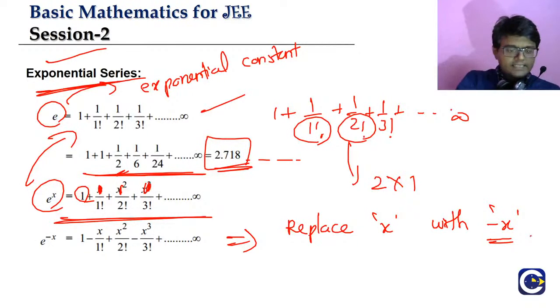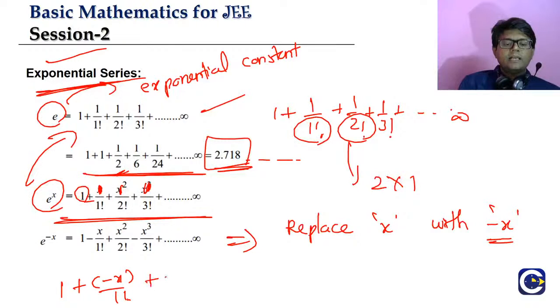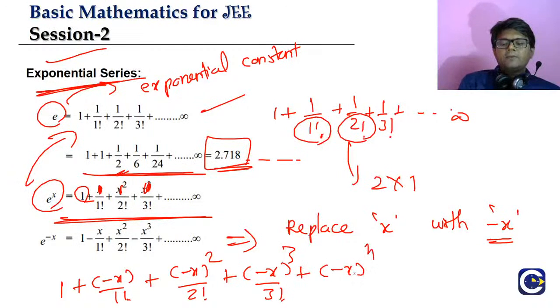Okay, so check it, students. What is the e power x value? 1 plus x by 1 factorial plus x square by 2 factorial, like that. In place of x, we have to put minus x. See, 1 plus minus x by 1 factorial plus minus x square by 2 factorial plus minus x cube by 3 factorial plus minus x power 4 by 4 factorial. So wherever we have x, we are going to keep minus x. Now here in the second term we will have minus x, but look at the third term, minus x, we are doing a square. If you do square, what is going to happen? Minus into minus becomes plus. So look at it.